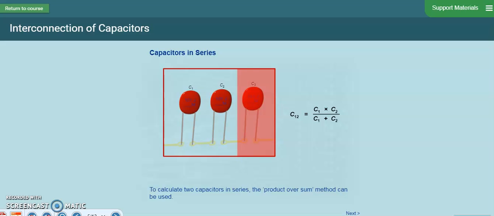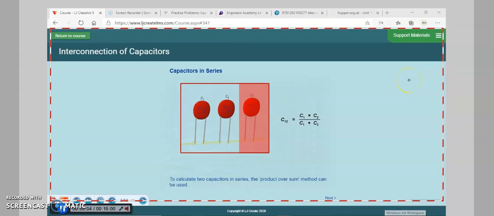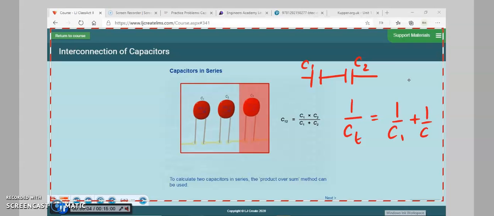Here you can see there is nothing to be confused about in this. For example, if you had capacitors connected in series format, first one, second one, this is just 2 capacitors. So this is C1 and this one is C2. How do I find the total effective capacitance? I'm just going to write 1 by C total is equal to 1 by C1 plus 1 by C2.